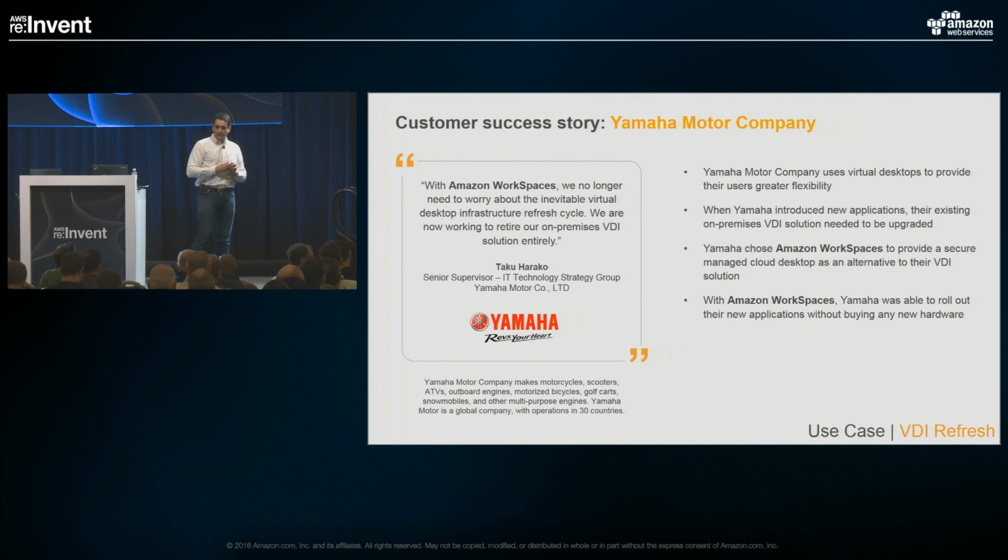The quote from them is, with Amazon WorkSpaces, we no longer need to worry about the inevitable virtual desktop infrastructure refresh cycle. We are now working to retire our on-premises VDI solution entirely. This is a company making a very large transformation in thinking and also in execution operationally, which is hard for organizations to do. But the benefits outweigh the change in policy and thinking in an organization. They were able to break through that mold and move more quickly, by not having to rely on an outdated way of doing things, by moving to the AWS cloud.